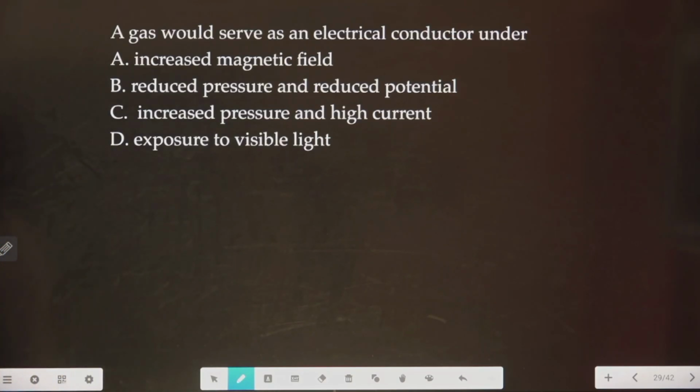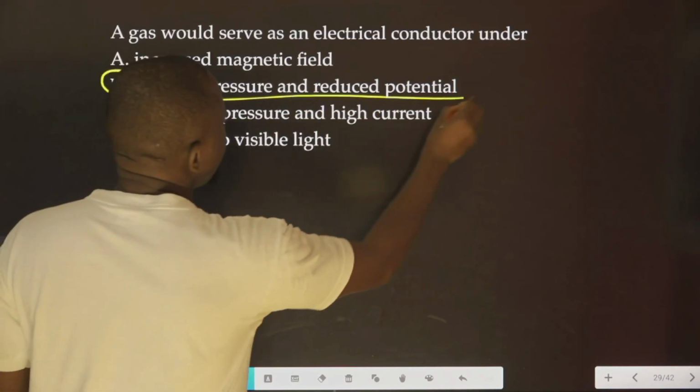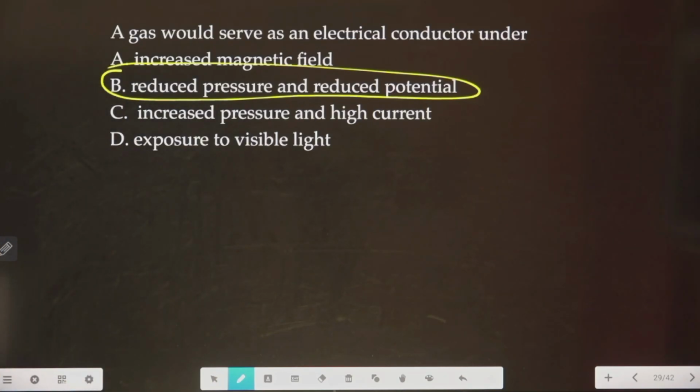It says a gas will serve as an electrical conductor under which condition? It is always under reduced pressure and reduced potential. So B is the answer.